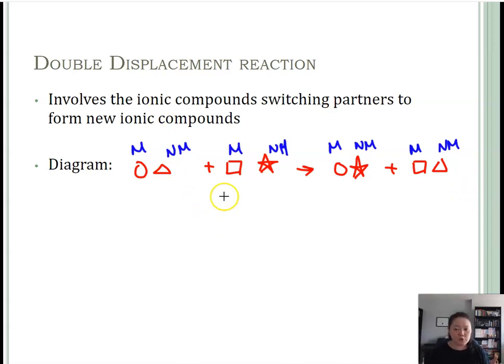So always make sure you use whichever approach is easier for you. For me, you'll notice that I keep my metals where they are, and then I just switch the non-metals with each other. So you can see that the circle and the square are where they were, and then I've just switched the triangle and the star. These always have to end up being ionic compounds that have a metal and a non-metal.